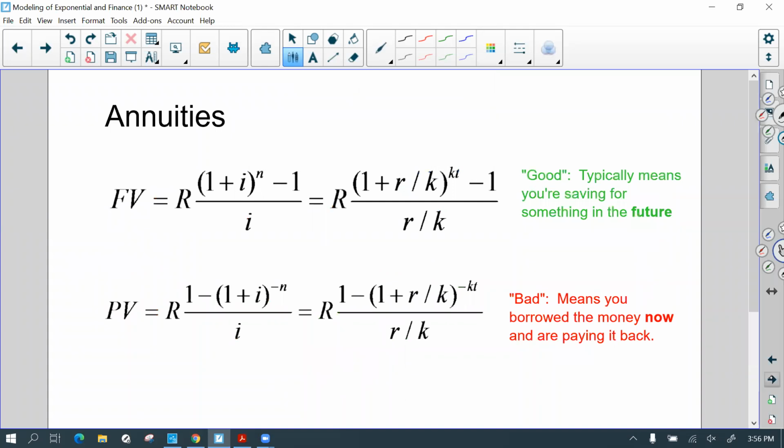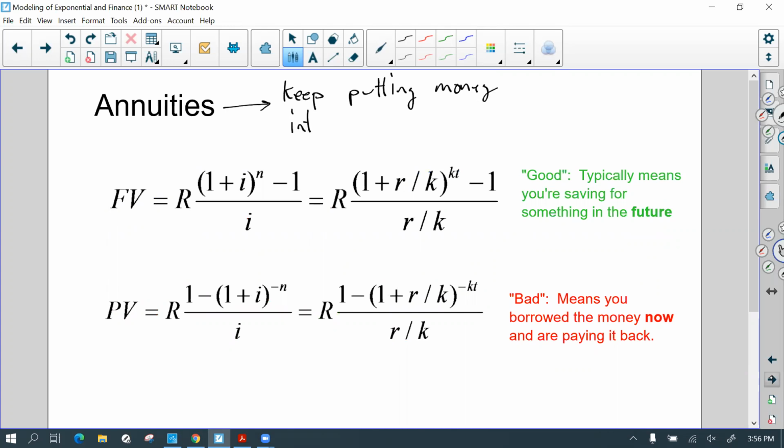So, and then on to something that is brand new, something called annuities. And an annuity is when you keep putting money into the account. That is the key characteristic. If you keep putting money into the account, that is an annuity. And we're going to keep it simple by just putting in the same amount of money over and over again. So it's practically a guarantee you will use an annuity at least once in your life.